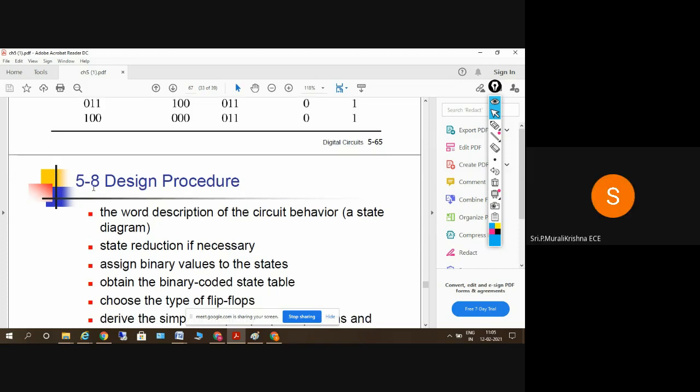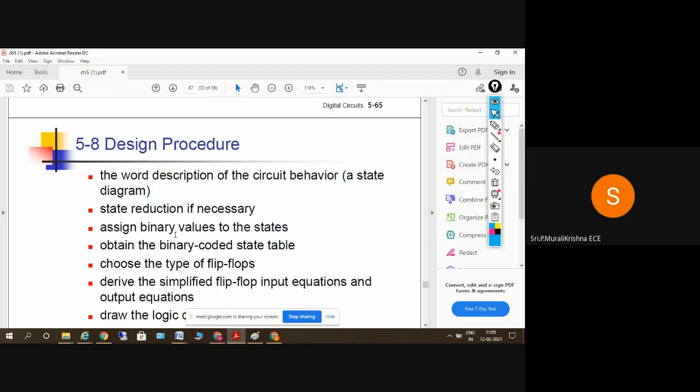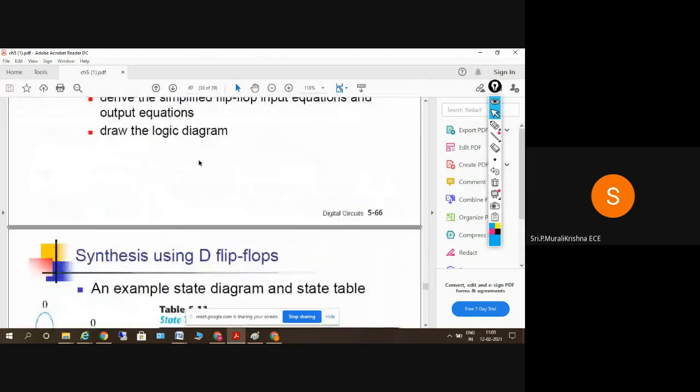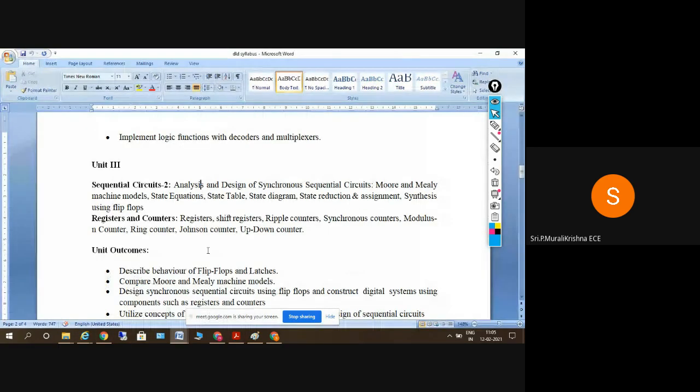Tomorrow we'll use this design procedure. We have many problems, so we'll see how to design the circuits here. We'll see a minimum of 10 problems with the designs. That finishes this unit. The analysis of sequential circuits is done. We have seen the Mealy and Moore models, state equations, state tables, state diagram, state reduction and state assignment.